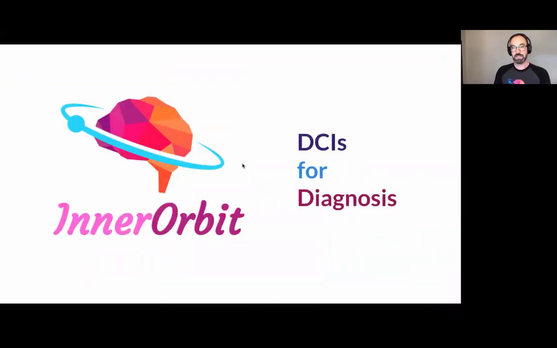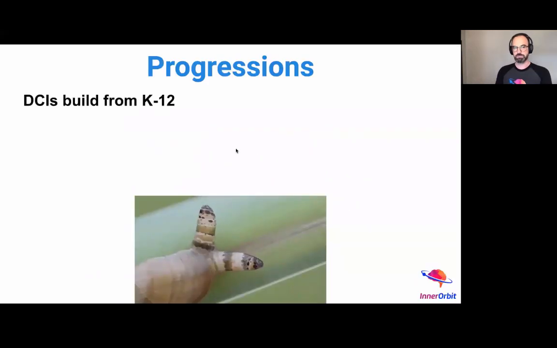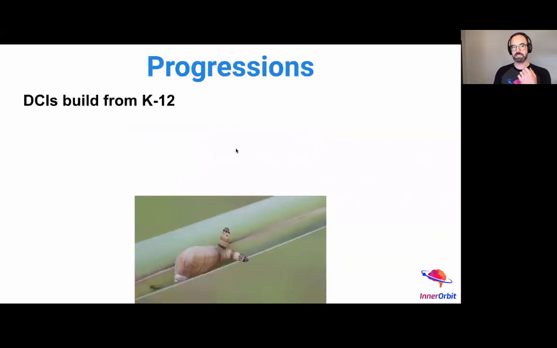So now we're going to talk about DCIs for diagnosis. I'm happy to talk more about InnerOrbit, and throughout this, I'll go through it. What we're going to talk about right now is mostly looking at what students should have known before they were in your classroom, and then what they should know now, and maybe even the path towards where they're going in the future. The progressions are what we're looking at for these DCIs, and they build from K through 12.